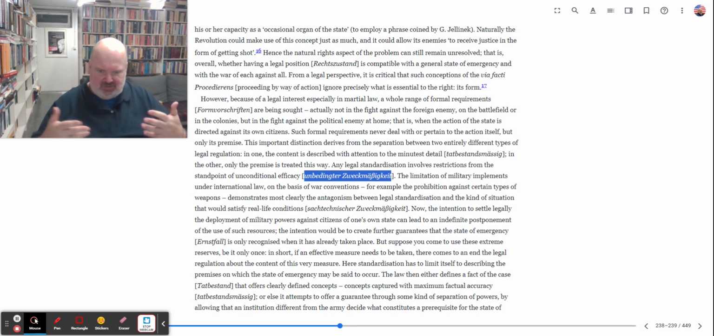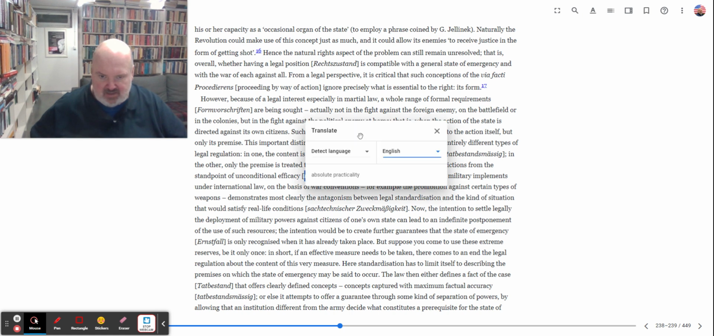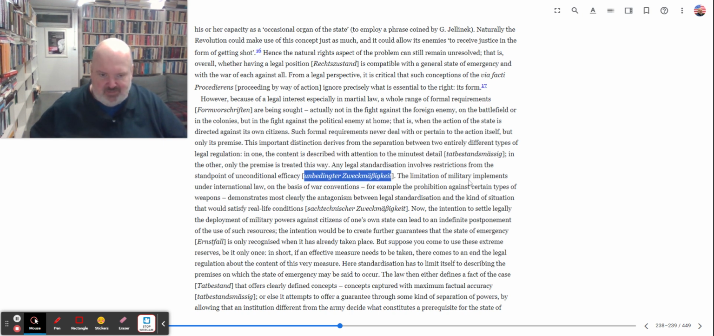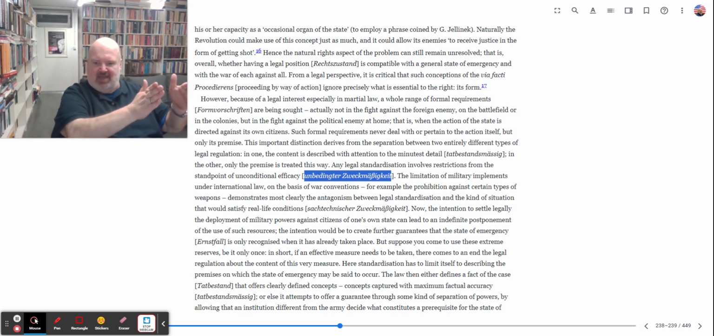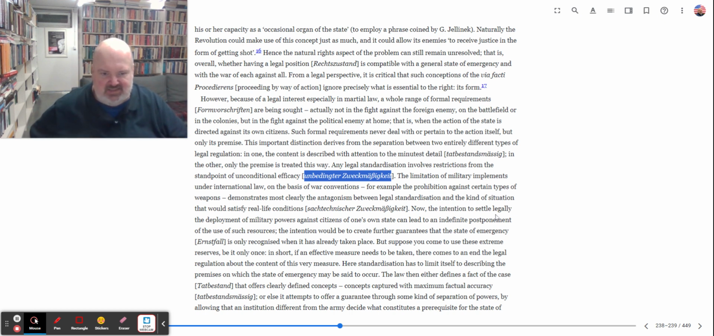This is the problem of these international standards: the factual situation overrides the legal constraint. These legal norms, as Schmitt is arguing, are just artificial constraints in survival. In other words, any legal standardization involves restrictions on the standpoint of the unconditional effect and efficiency of it. Again, an absolute practicality. Now, the intention to settle legally the deployment of military powers against citizens of one's own state can lead to an indefinite postponement of the use of such resources.